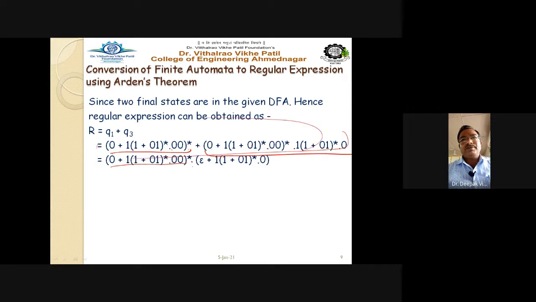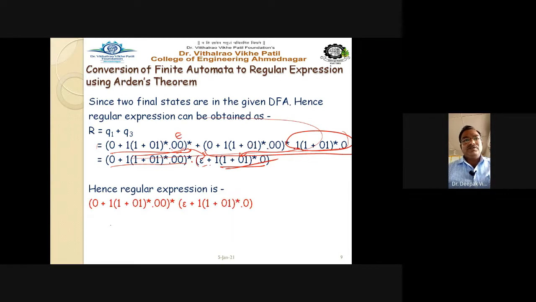So I can write dot into bracket epsilon plus. This becomes your epsilon because you have taken this entire term as common outside the bracket. Instead of this, epsilon is here, and this is the only term that remains in the bracket itself, right? So finally I can write, hence the regular expression is this. This is the regular expression for this entire automata, and it is obtained by the union operator, or by adding the state equations of the two final states. Getting this point? It is very simple. Just go for the final states, right?